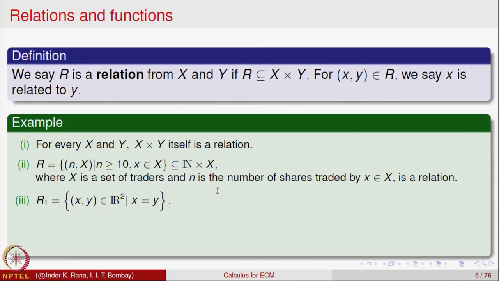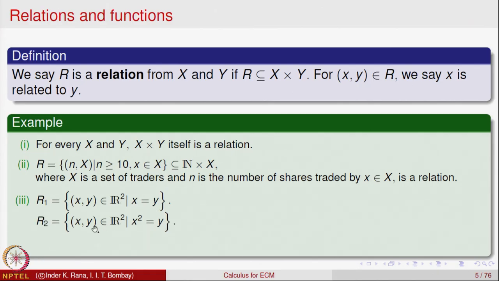So, X is a set of traders, n is the number of shares traded that day, and that is bigger than or equal to 10. Another relation possible between real numbers could be (x, y) belonging to R 2, where x is equal to y. This example does not really say anything towards some activity relating to economics or so on, but that is a relation. So, x is related to y if x is equal to y. For example, 10 will be related to 10, but 10 will not be related to 5.